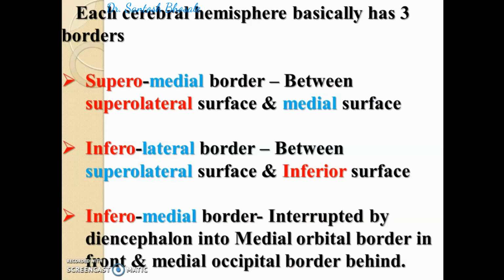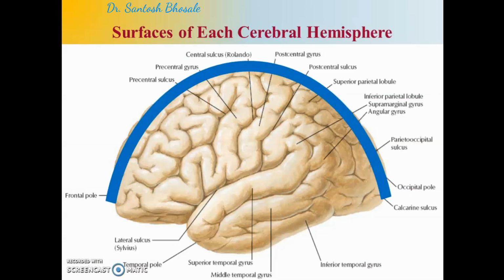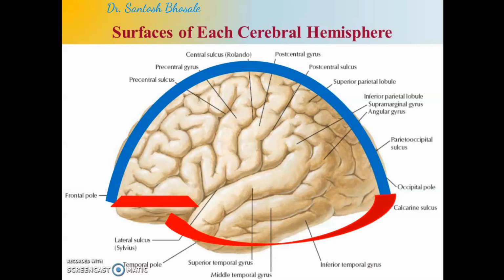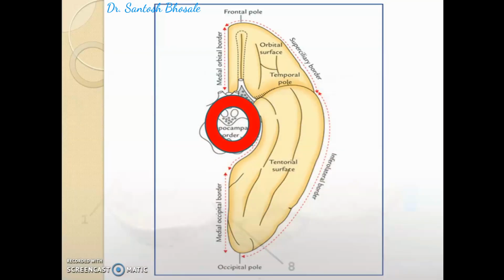Each border's name denotes which surfaces it separates. First you will see the supromedial border, which is convex and separates the superolateral surface from the medial surface. The red one is denoting the infrolateral border. It separates the inferior surface from the superolateral surface, and the arrow is showing the ciliary border, which is just above the eyebrow. And you can see this is the medial surface showing the supromedial border. This is how the medial surface is separated from the superolateral surface.